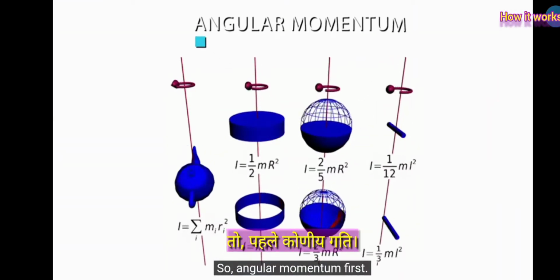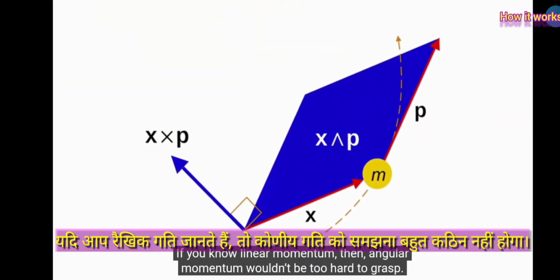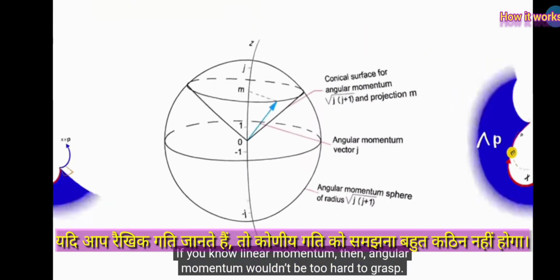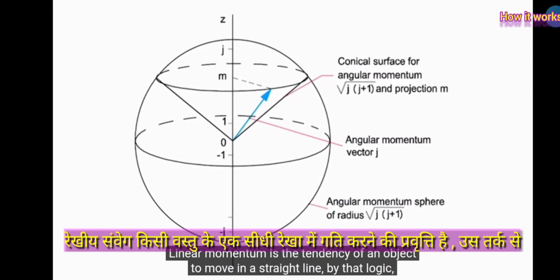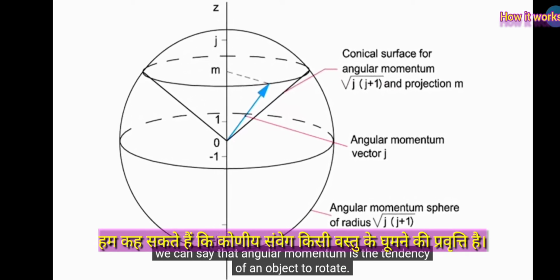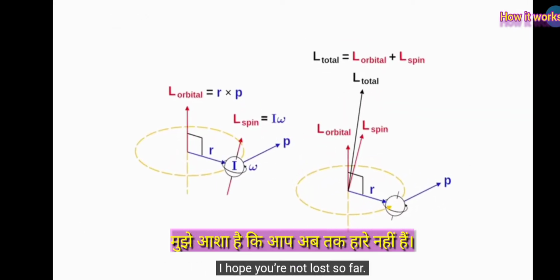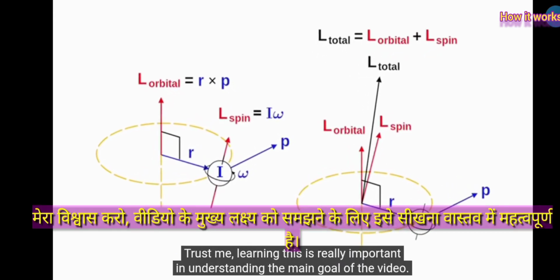So, angular momentum first. If you know linear momentum, then angular momentum wouldn't be too hard to grasp. Linear momentum is the tendency of an object to move in a straight line. By that logic, we can say that angular momentum is the tendency of an object to rotate. I hope you're not lost so far. Trust me, learning this is really important in understanding the main goal of the video.